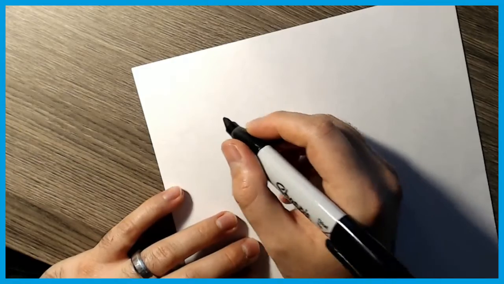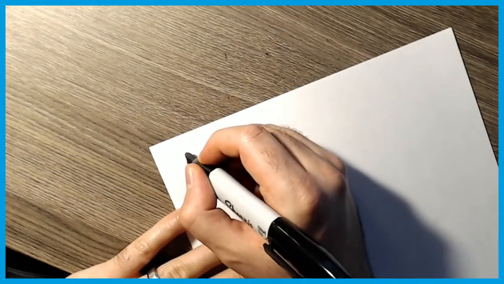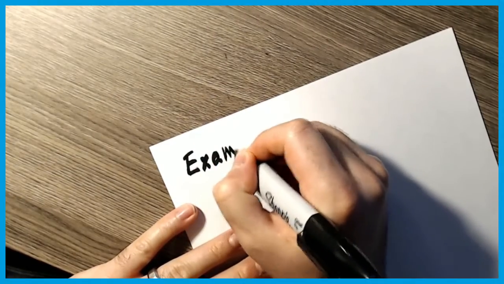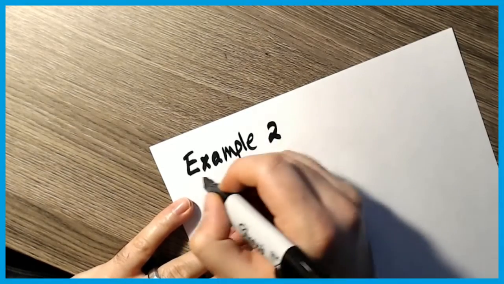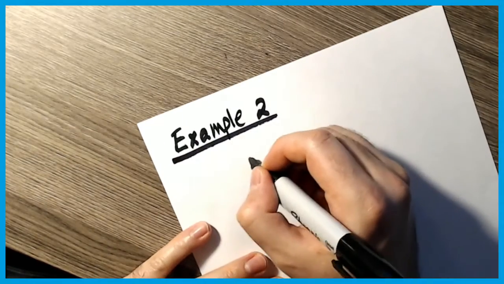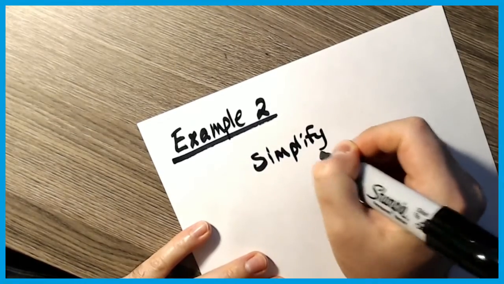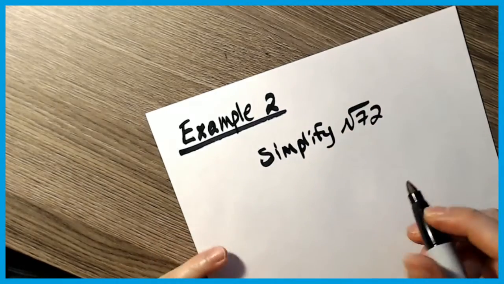So now we have something that I think is a little more interesting. And I say that because I would suspect people would approach this different ways, and I'm going to show you some of those ways. So example 2. It's honestly not a very large number, but it's large enough to cause problems. So simplify the square root of 72.